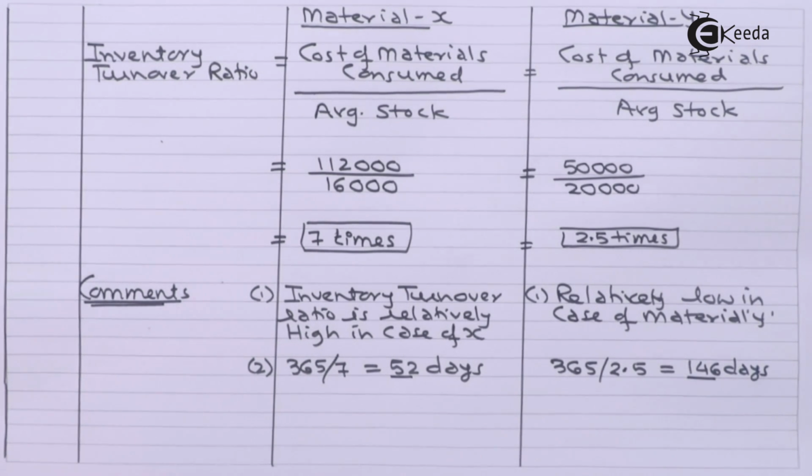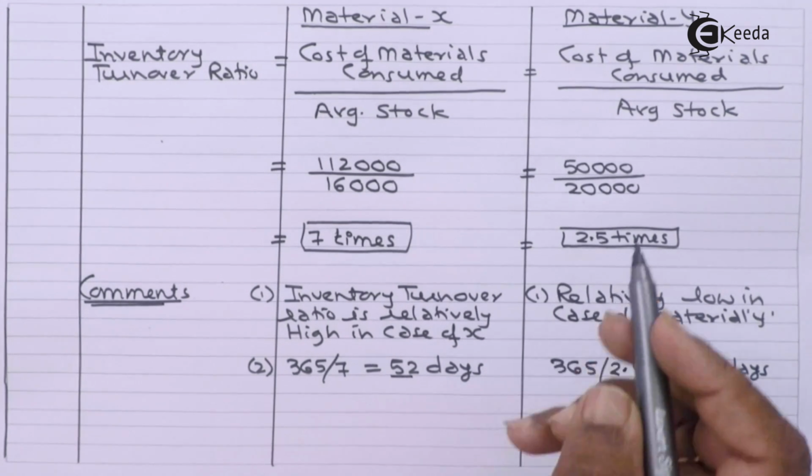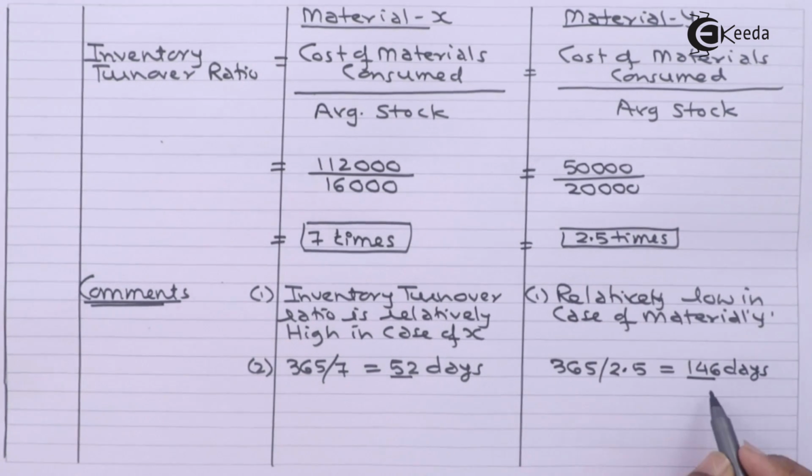We have calculated average inventory held period as 365 days divided by inventory turnover ratio. So we got 52 days in case of material X. In case of material Y, we got 146 days. It means that in case of material X, it is getting disposed of in a period of 52 days, whereas in case of material Y, it is getting disposed of in 146 days.